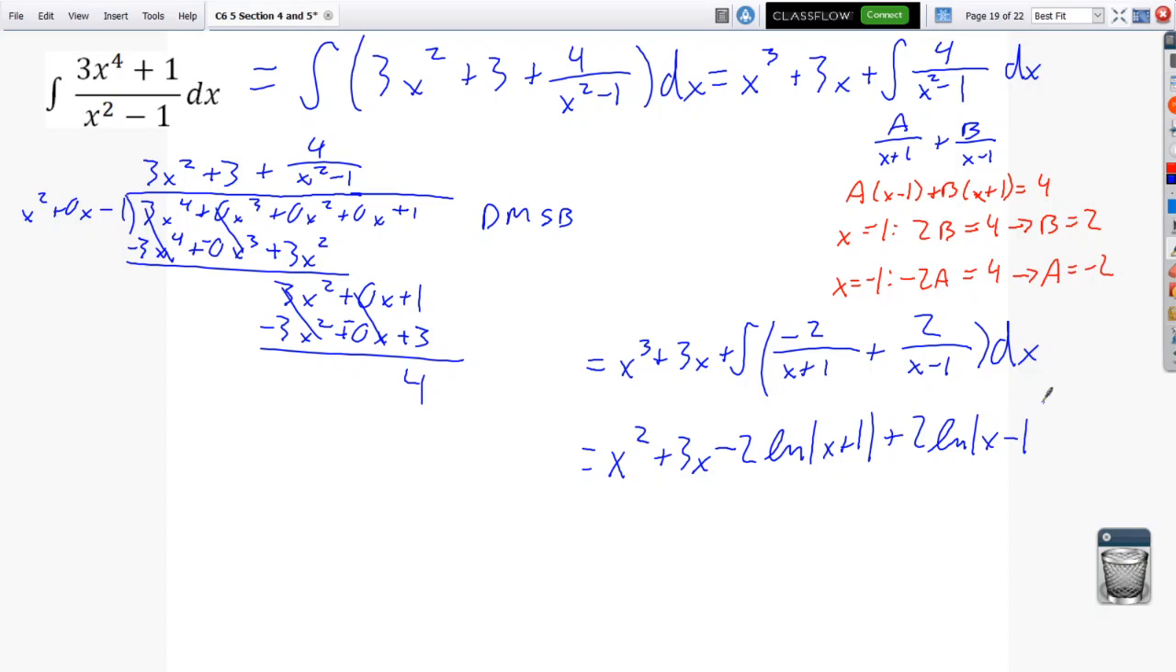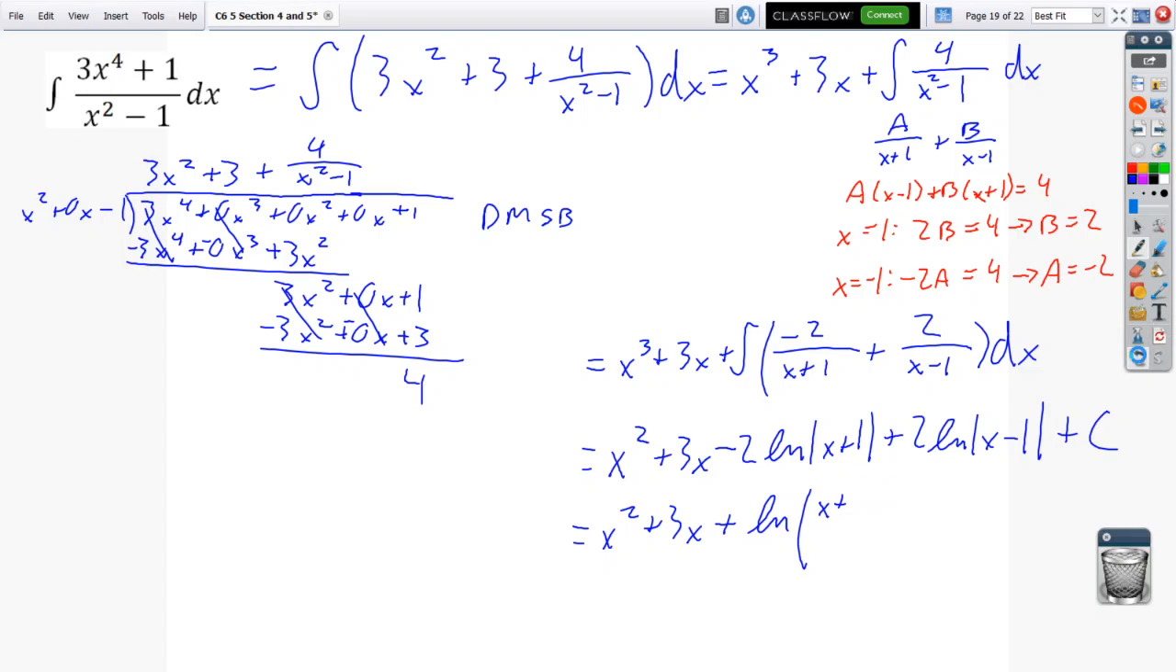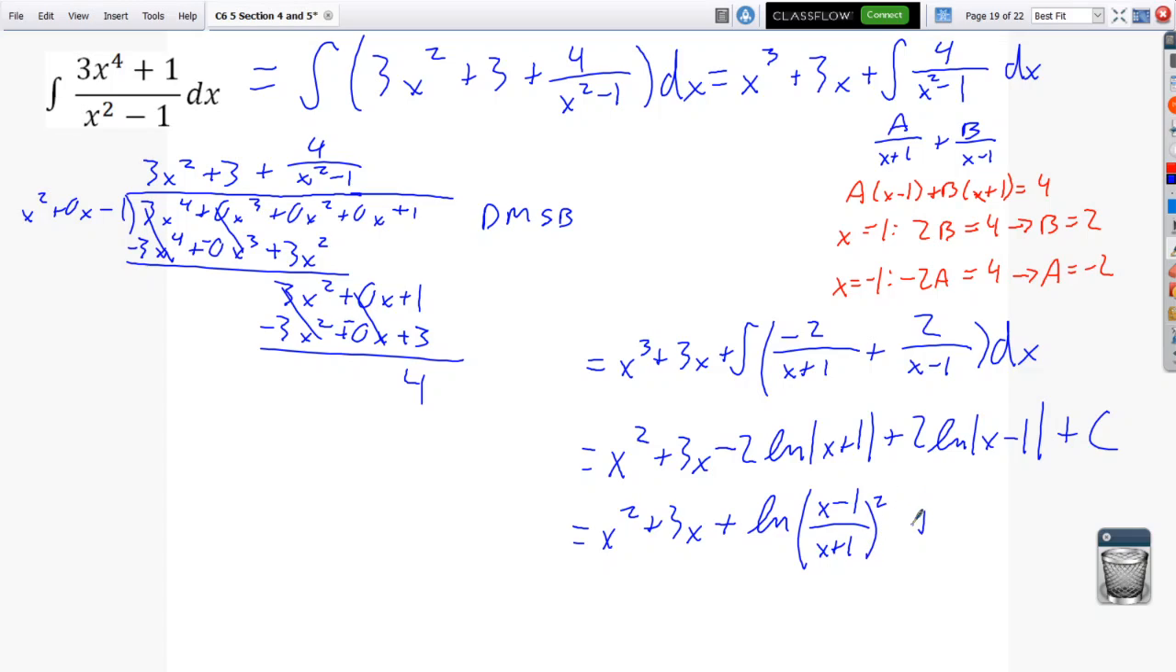of x minus 1 plus c, or the condensed form, x cubed plus 3x plus ln of the quantity x plus, no, positive goes up top. So x minus 1 over x plus 1 squared plus c. Either one's fine.